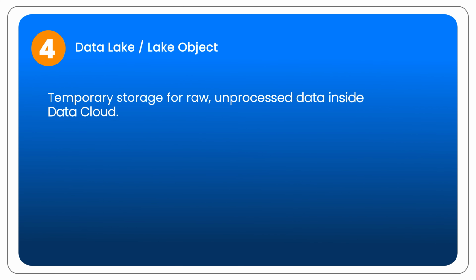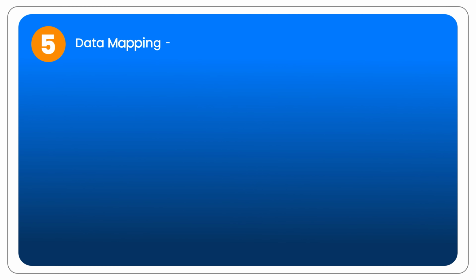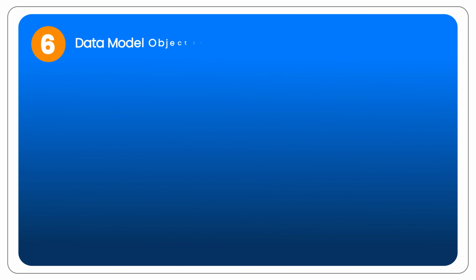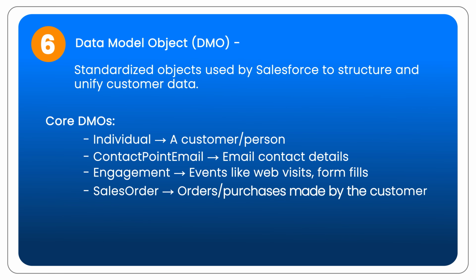Data lake objects are a temporary storage for raw unprocessed data inside Data Cloud. So all the raw data that comes in from the data source through our data stream will be saved into a data lake object. Connecting fields of your raw data to a standard Salesforce data structure is what's called data mapping. Once we finish data mapping, we get a data model object, a standard object used by Salesforce to structure and unify customer data. The core DMOs are individual, contact point email, engagement, sales order.